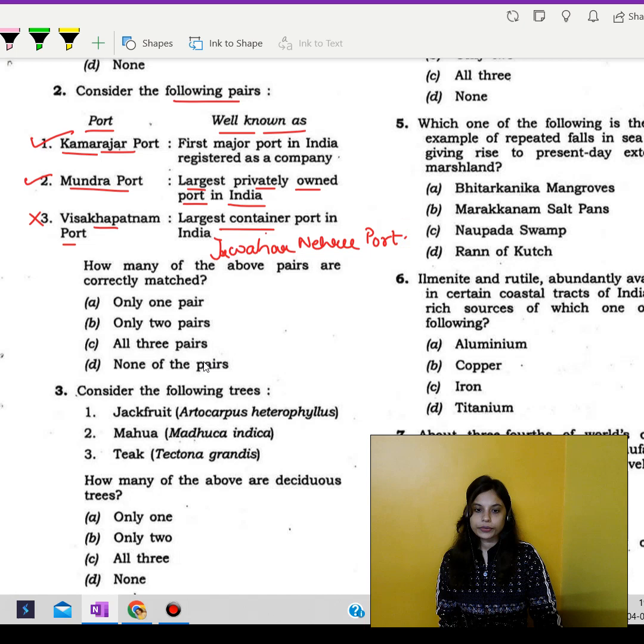Jawahar Nehru Port. So lastly, we can say that there are of course two correct pairs over here.